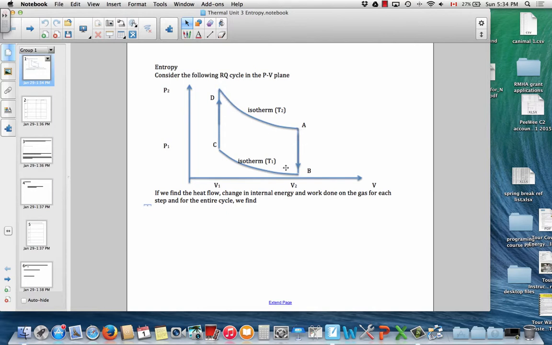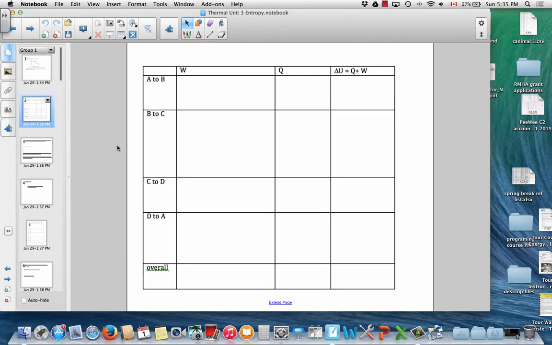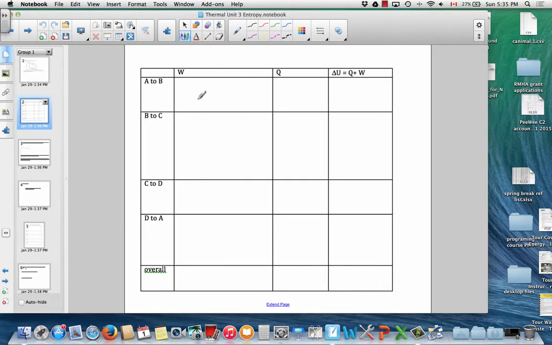And we're going to find Q, the thermal energy transfer, the work done, and the change in internal energy for each step in that process. So there's a chart here. First of all, from A to B is an isochore, or isometric. So there's no area, there's no change in volume. Consequently, the work done is nothing.